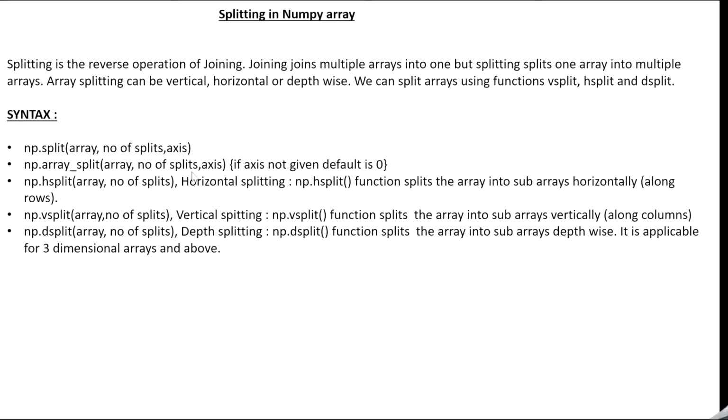axis. And then we have the horizontal split, which takes array and number of splits, so it will split it horizontally along the rows. Vertical split splits the array vertically along the columns. Depth split splits the array into sub arrays depthwise, and it is applicable only for arrays of 3-dimensional and above. The size of the array should be 3-dimensional and above. So now let's look into np.split.